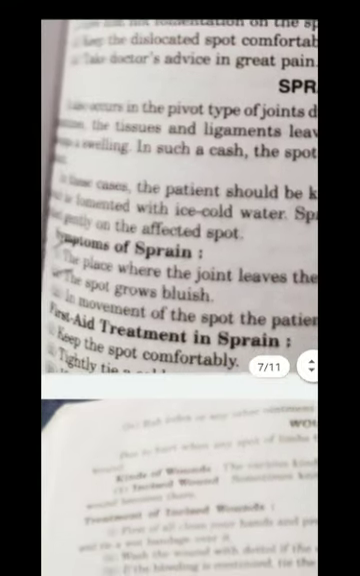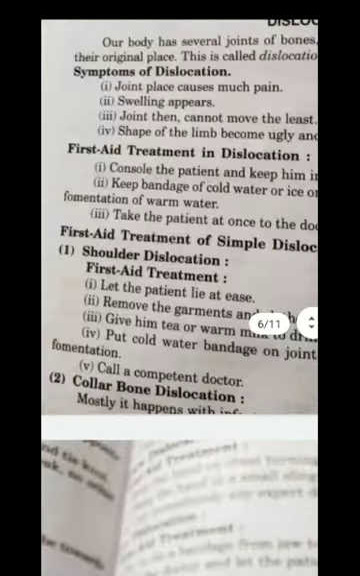Symptoms of sprain. The place where the joint leaves the tissues gets swelling, the spot grows bluish, and in movement of the spot the patient feels much pain. First aid. Keep the spot comfortable, tightly tie a cold water bandage if possible and necessary, and give cold water and hot water treatment alternatively.